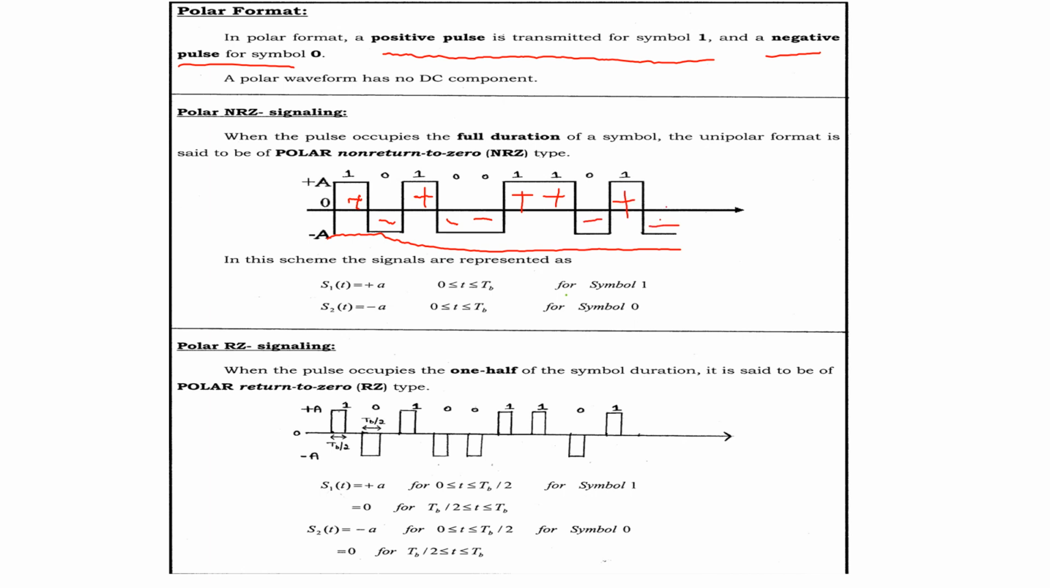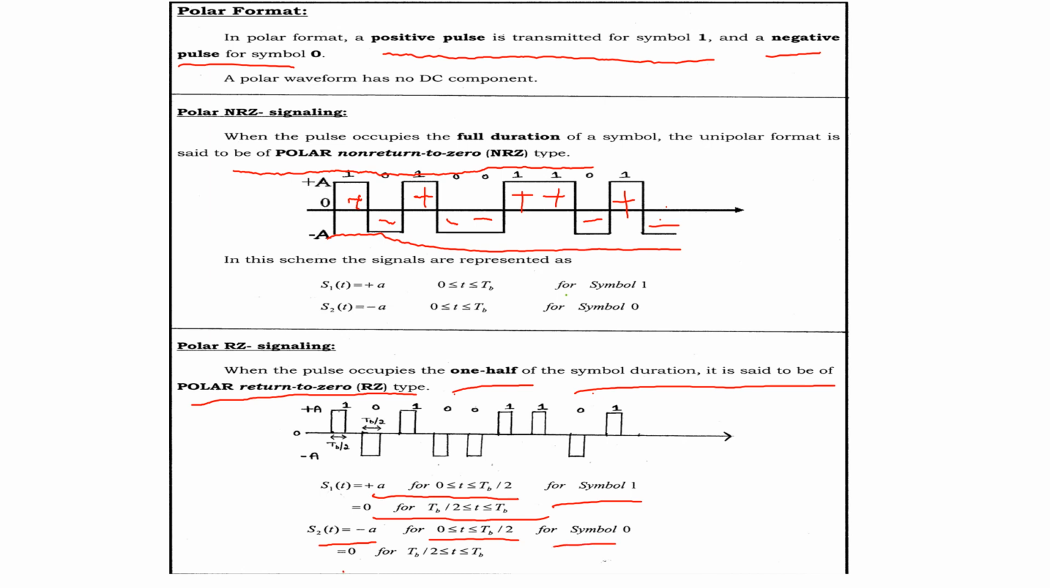When the pulse occupies the full duration of the symbol, for bit 1 as well as bit 0, the format is said to be polar non-return to zero type. When the signal is transmitted for half of the duration, it is return to zero type. When the pulse occupies one half of the symbol duration, it is said to be the polar return to zero format. That is plus A for the duration 0 to TB by 2 for symbol 1, and 0 for the rest, TB by 2 to TB. S2 of t is equal to minus A for the duration 0 to TB by 2 for symbol 0, and 0 for TB by 2 to TB. So this is about polar signaling.